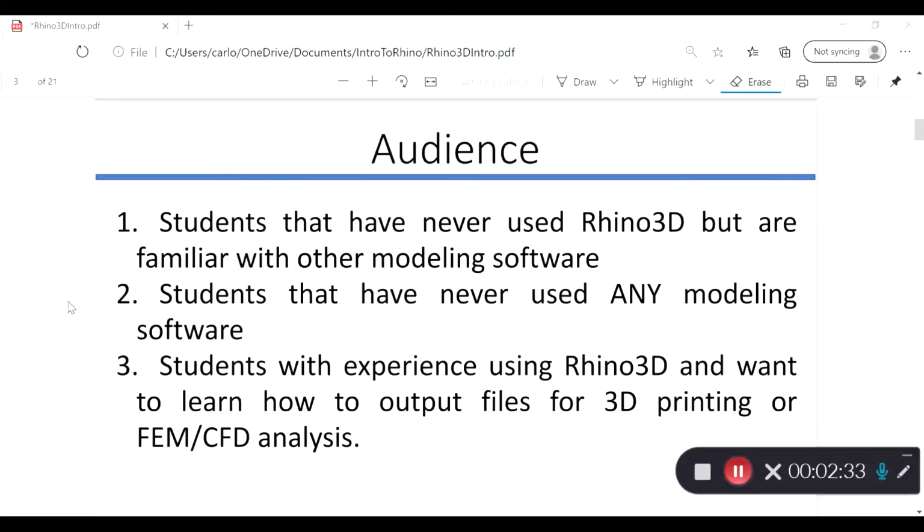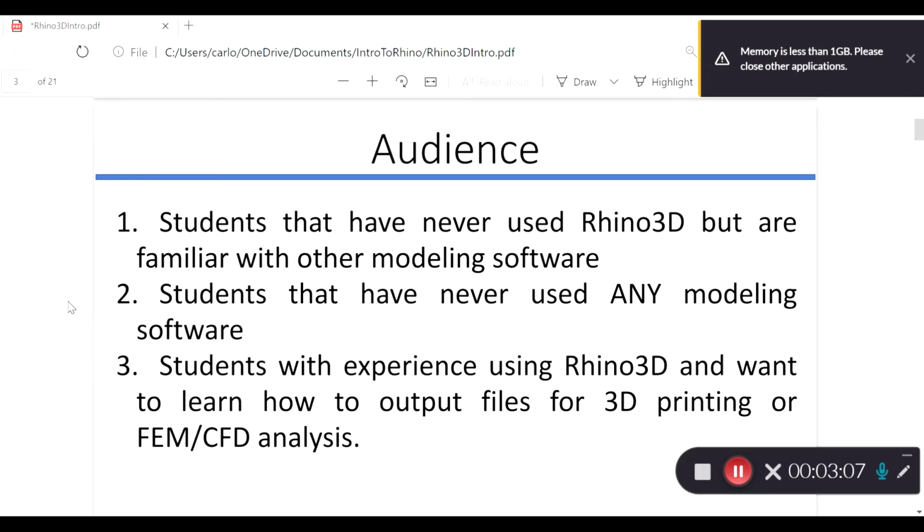So this course was designed for students that have never used Rhino before, but they are familiar with other modern modeling software such as Pro Engineer or SolidWorks or AutoCAD. It was also designed keeping in mind that some students have never used any modeling software, and that is 100% okay because there's going to be a small section about the basics of modeling.